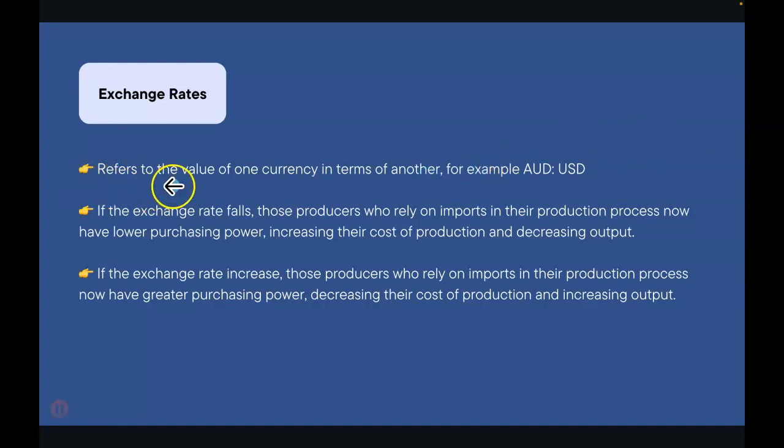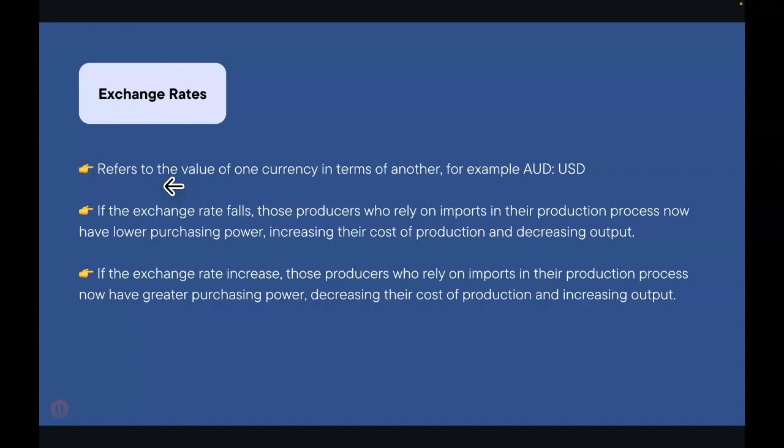The flip side is true. So if there's a depreciation of the Aussie dollar, now my purchasing power as an Australian producer has gone down. When I buy that thing from China, it's going to cost me more. Now my cost of production goes up, and that's going to decrease aggregate supply and decrease output. So you've got to be ready to handle both arguments, an appreciation or a depreciation of the exchange rate.